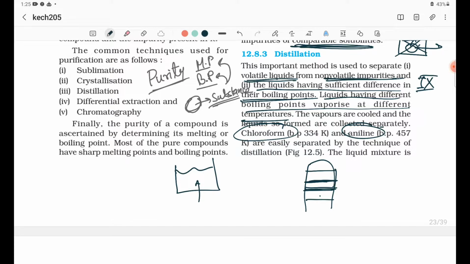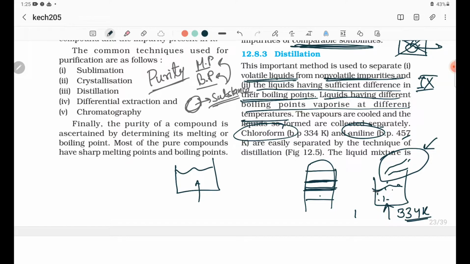At first they will cool it at 334 K, and chloroform will get separated, and at 457 K aniline will get separated. Suppose I have taken a mixture of aniline and chloroform, so I will give heat. At 334 Kelvin, what will happen? The chloroform will become vapor. Now I will collect this vapor, and it will be cooled. I have got chloroform.